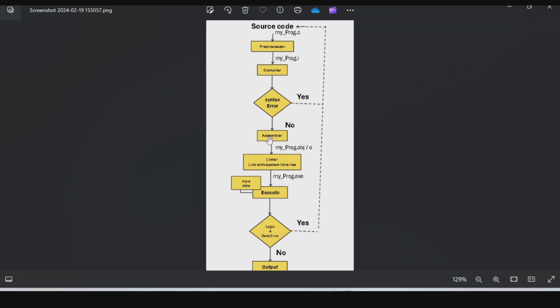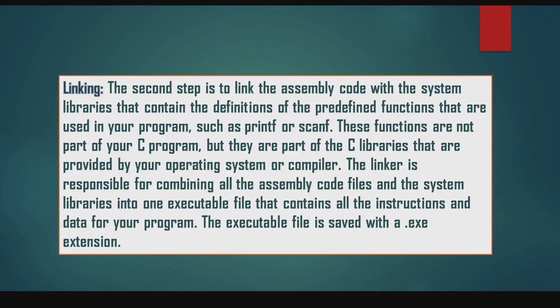After the assembler is done and produces its object code, the next step is the linker. The linker then links the object code with the system libraries. Yes, it links it with the system libraries to enable you to get those functions that are needed for your program to function very well. Just like I told you, the linker is responsible for combining all the assembly code files and the system libraries into one executable file that contains all the instructions and data for your program. The executable file is saved with a .exe extension.